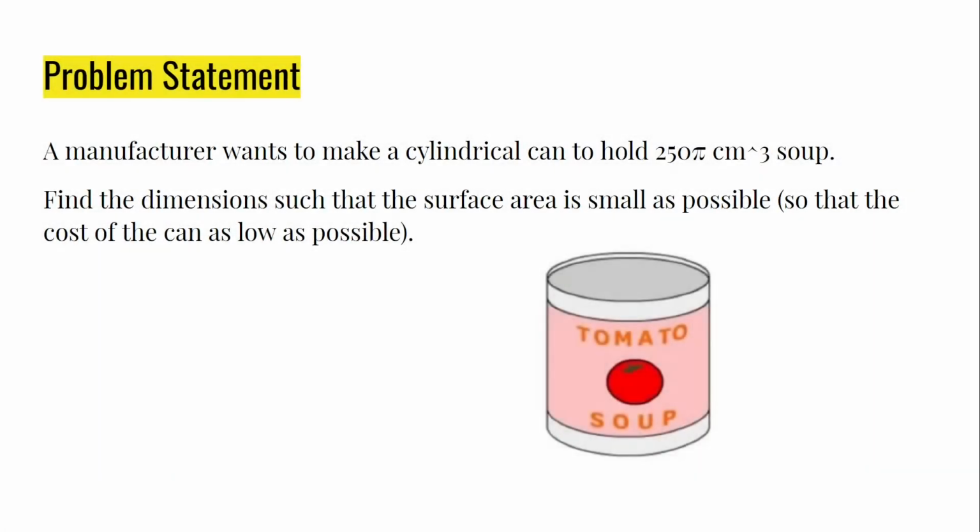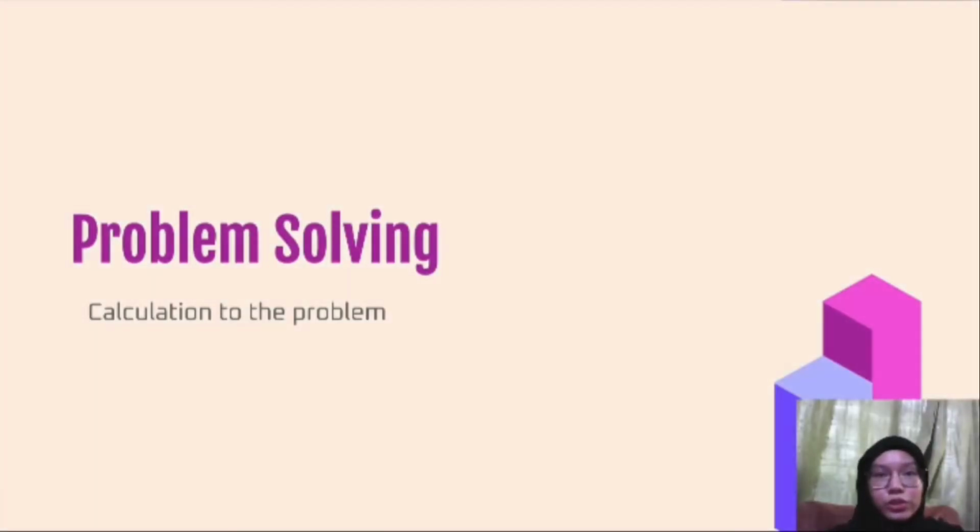Thank you, Iqmal and Shukri. Now we know that there is a mathematical problem there. It's actually about related rates. So let me state the problem. A manufacturer wants to make a cylindrical can to hold 250 pi centimeters cube of soup. Find the dimensions such that the surface area is as small as possible so that the cost of the can is as low as possible. Here's the solution for the problem that was stated just now in the question.